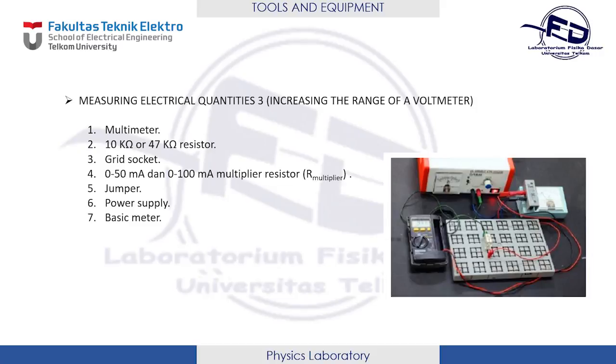Measuring electrical quantities 3. Increasing the range of a voltmeter. Same as the first submodule, but in this part there is an additional tool, namely the multiplier resistor or R multiplier, which is arranged in series with the voltmeter, so we can increase the measurement limitation of the voltmeter.